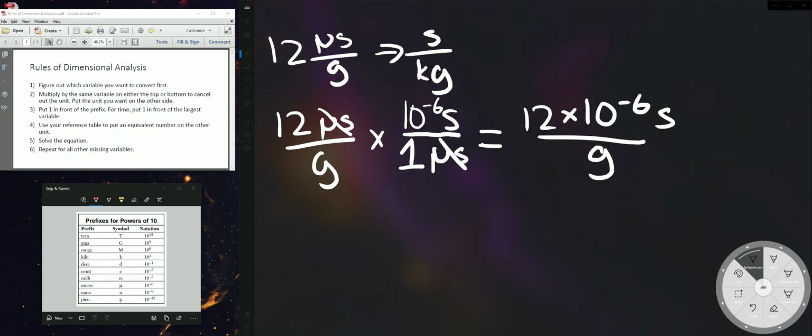Now we still have something to do. We want to convert it into kg. So I'm going to write out my equation again.